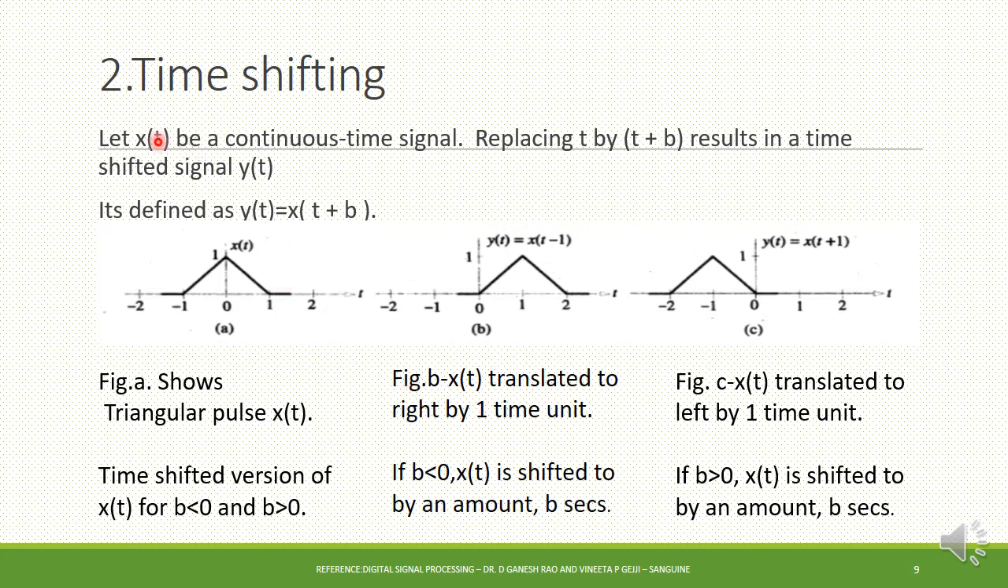Let x of t be a continuous time signal. If t is replaced by t plus b, then it results in the shifted signal. Usually in almost all operations we take y of t as the resultant signal. So y of t is equal to x of t plus b.